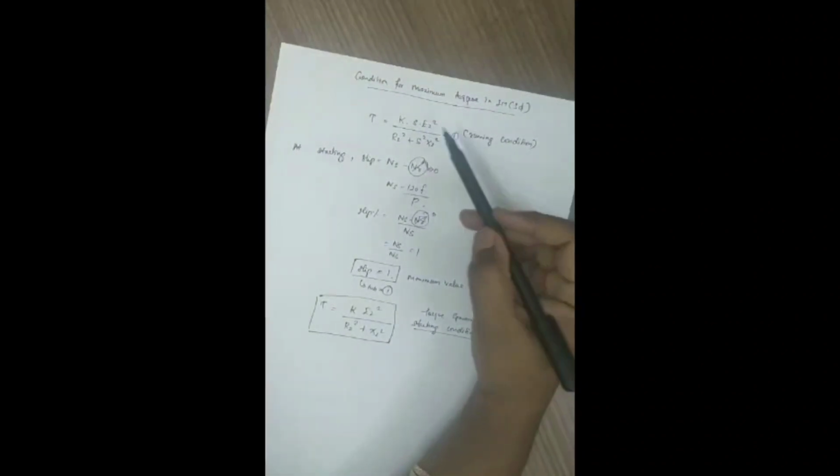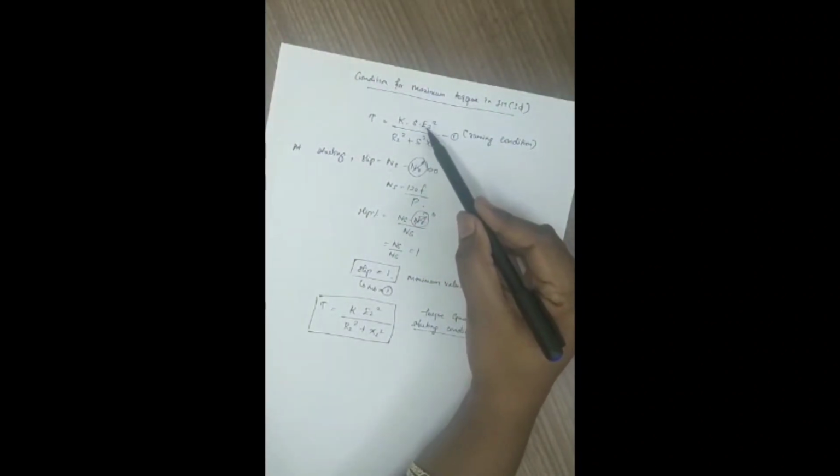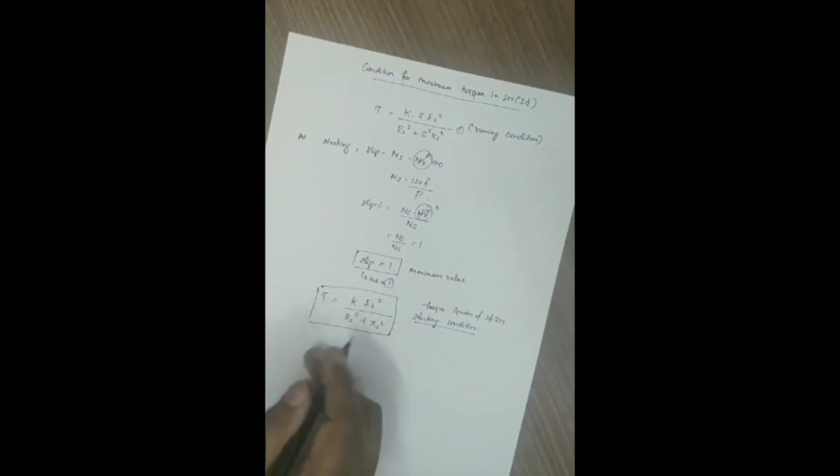During running condition, torque is equal to K into S into E2 squared by R2 squared plus S squared X2 squared. Here, torque is equal to K into E2 squared by R2 squared plus X2 squared, since we are substituting S equal to 1 in the first equation. From the running condition equation, we are going to start the derivation of the condition for maximum torque.